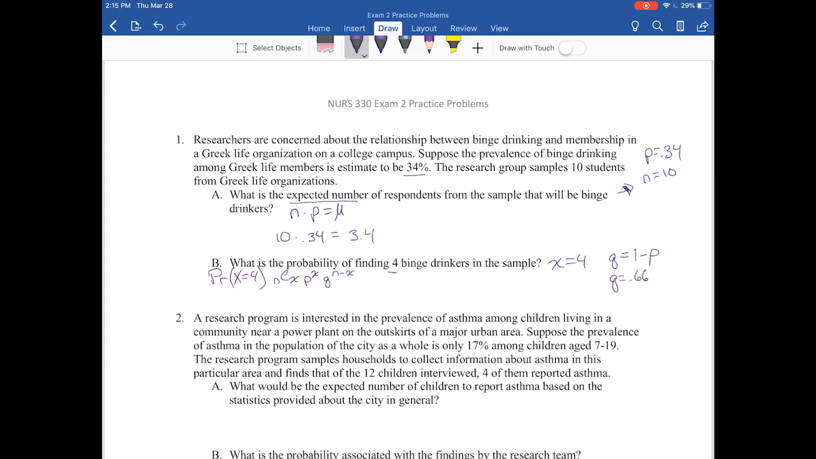Now, we write all this out, so it'd be 10 choose 4. How many different ways can we choose these 4 individuals from our sample of 10? Multiply by our probability of success, so 0.34 to the 4th power, multiplied by our probability of failure, 0.66 to the N minus X, so it's going to be 10 minus 4, which is going to be 6.